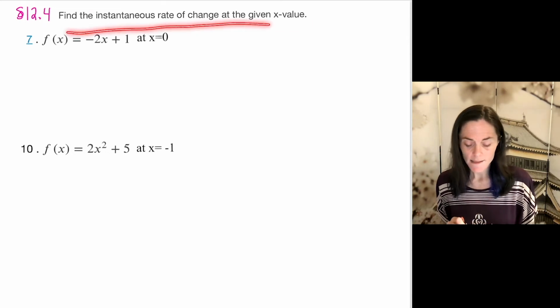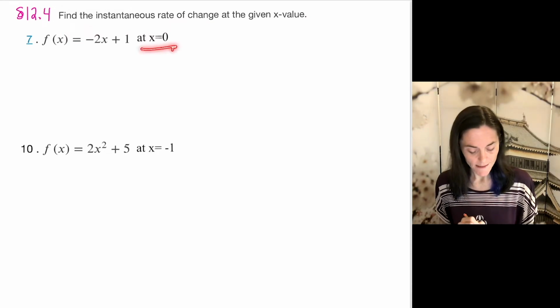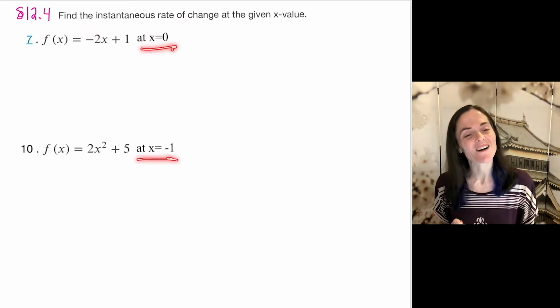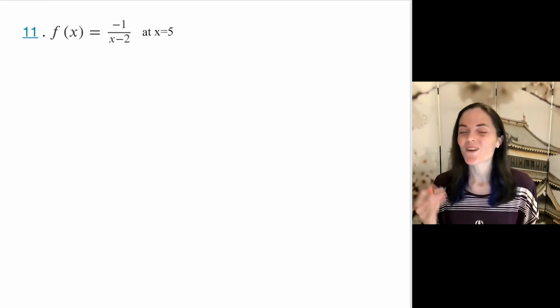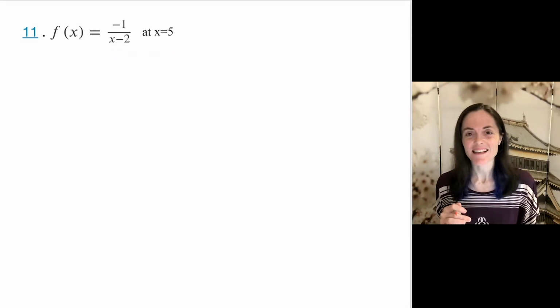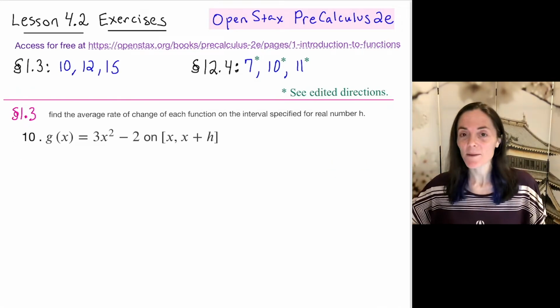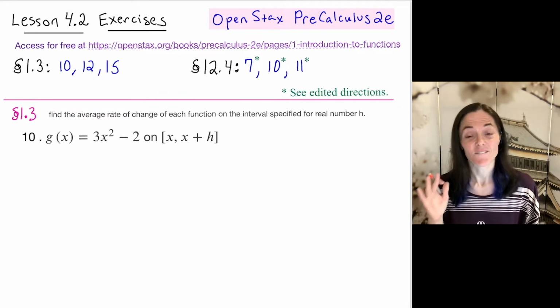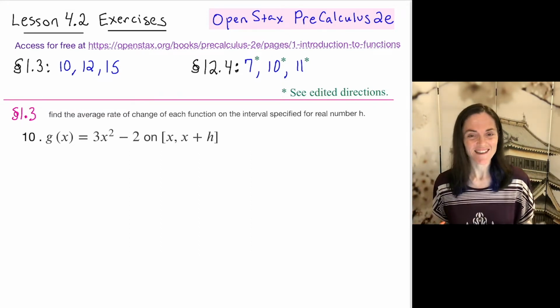So I will scroll forward to show you. We want to find the instantaneous rate of change at the given x value. Here I have x is 0, x is minus 1, and x is 5. So that is what we will work when we work these exercises. As usual, I recommend you try these exercises first and then come back to the video where we will go over the full solutions.